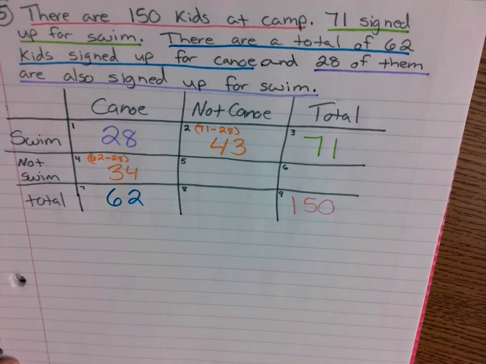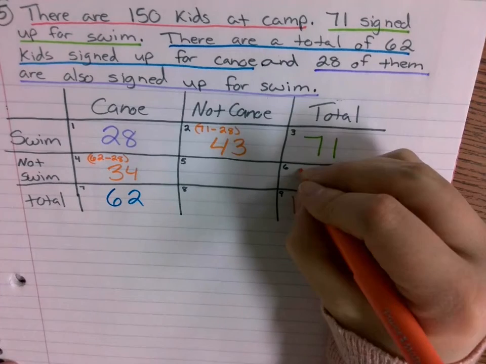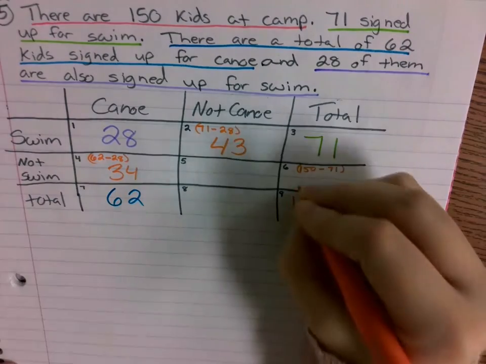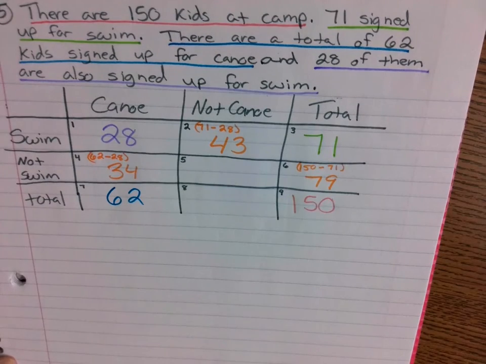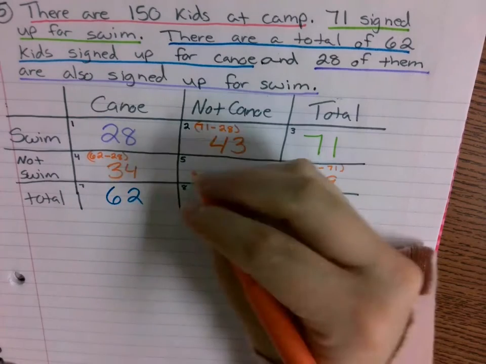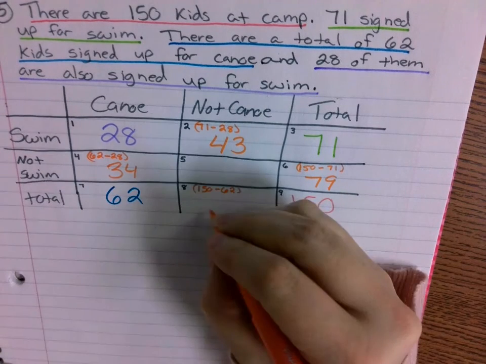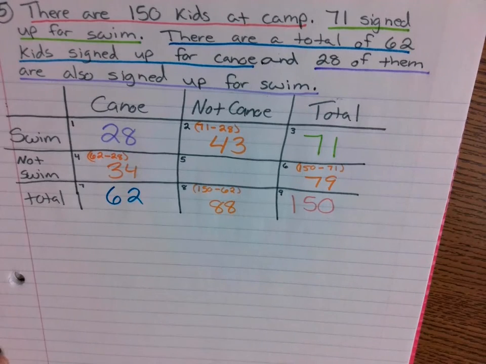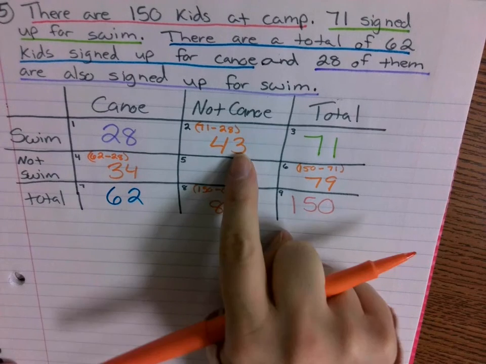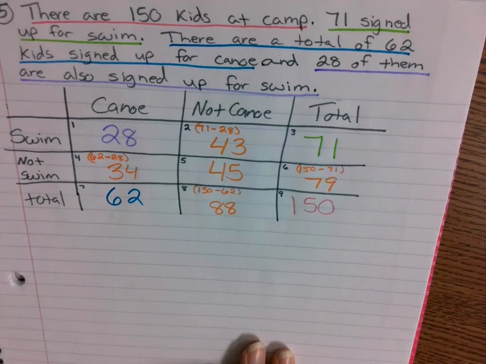I can also figure out this value right here by doing some subtraction. I can take 150 and subtract the 71. 150 minus 71 is going to give me 79. And then I can also subtract these two values to fill in this box right here. So I can do 150 minus that 62. 150 minus 62 is going to give me 88. And then there's all sorts of things that I could do to get this last box. I could do 79 minus 34, or I could do 88 minus 43. Either way, it's going to come out to 45.